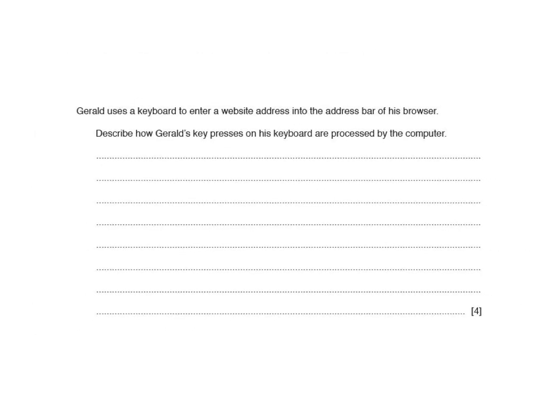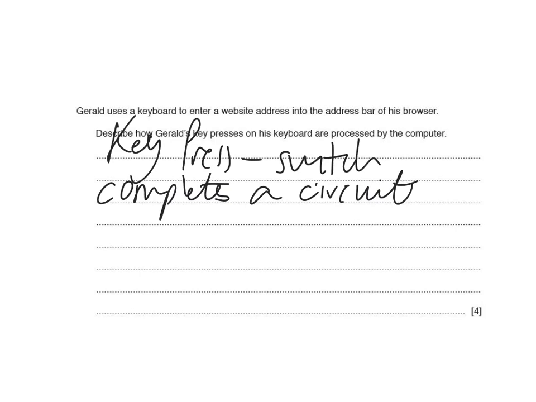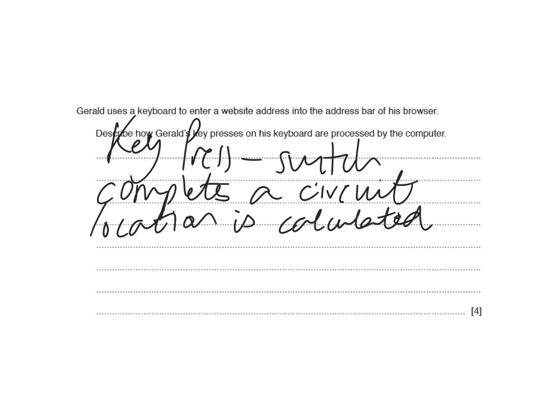Here's a good one. When you press a key, it is basically a switch. It completes the circuit. Similar to the screen presses. Let's see, I guess if it's on a screen, the location is calculated. If it was a keyboard, they send different signals along, is kind of how it works.